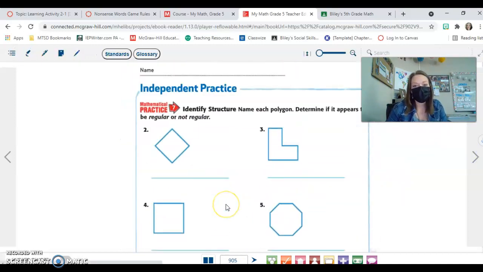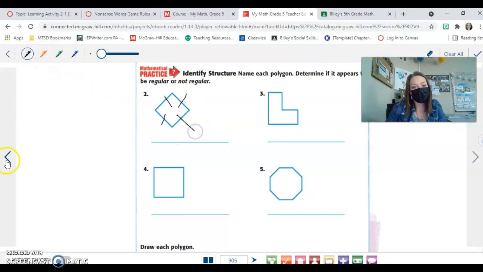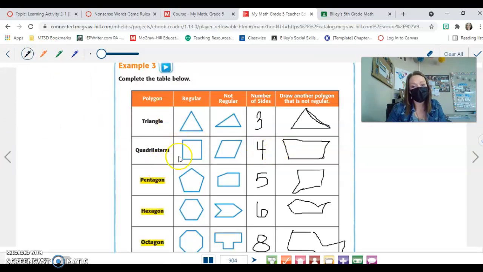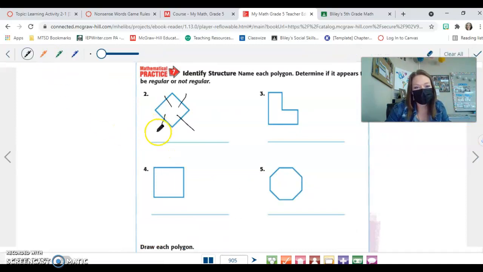All right, so what you're going to do is name each polygon and describe if it is regular or not regular. Mrs. Bliley is going to go for number 2. The first thing we're going to do is count how many sides it has. 1, 2, 3, and 4. We can look back and see that the 4-sided polygon is a quadrilateral. I'm going to write quad for quadrilateral. And it is regular because all the sides are the same.